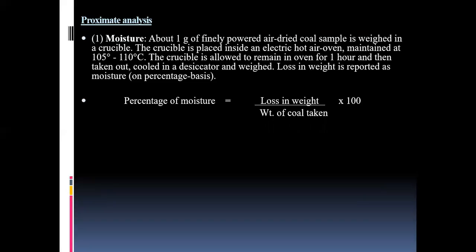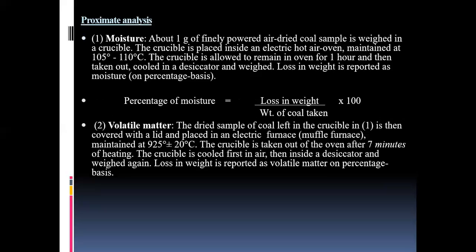Percentage of moisture is equal to loss in weight divided by weight of the coal taken, into 100. Loss in weight means the difference in weight of the sample before placing it in the oven and after removing it from the oven. After 1 hour, the weight of the sample is measured, and the difference gives the loss in weight, which means the moisture present in the sample is lost. So the percentage of moisture is calculated by using this formula.